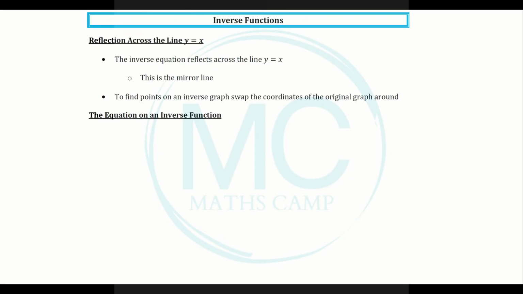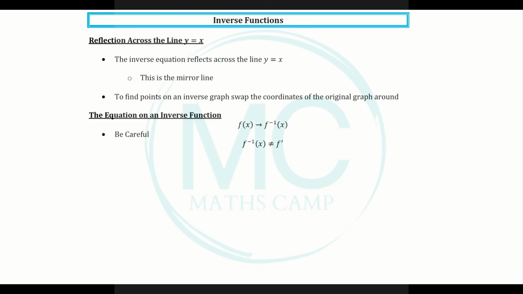When showing the equation of an inverse graph, we give the f an exponent of -1. It does not matter if you have f of x, g of x, h of x. To show the inverse, we put an exponent of -1 next to the letter.